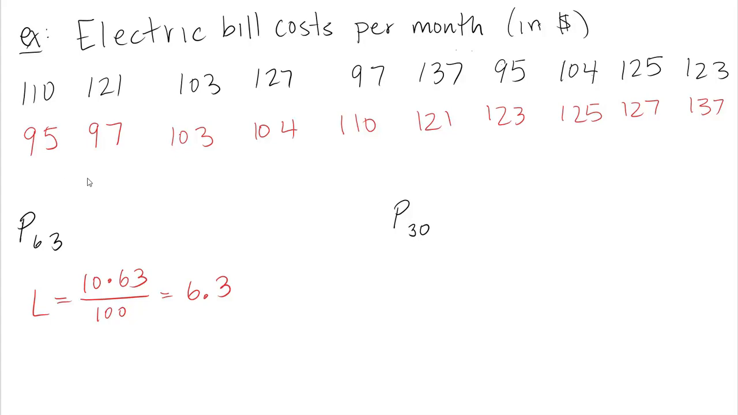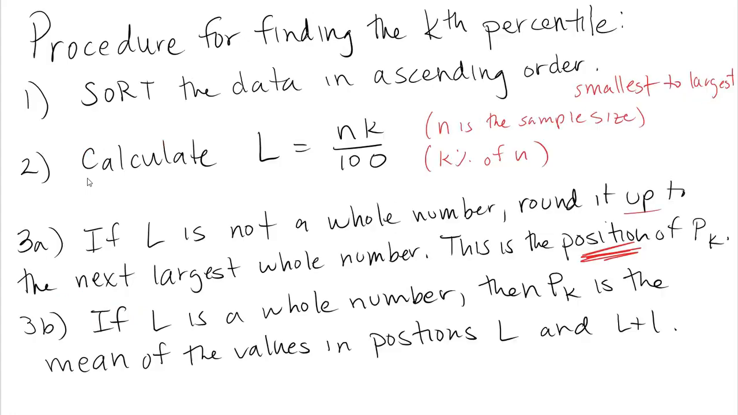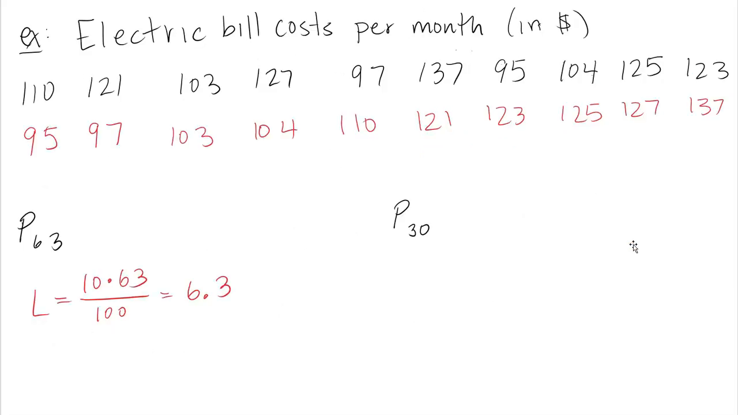There's a step 3. Let's go back to the instructions. We see that we're in case 3A because our L is not a whole number. When L is not a whole number, you round it up to the next largest whole number. That's the position of the kth percentile. So I don't have a notation for rounding up. I don't want to use the approximation symbol because we typically use that for rounding to the nearest place. So I'm going to draw this arrow and get 7.